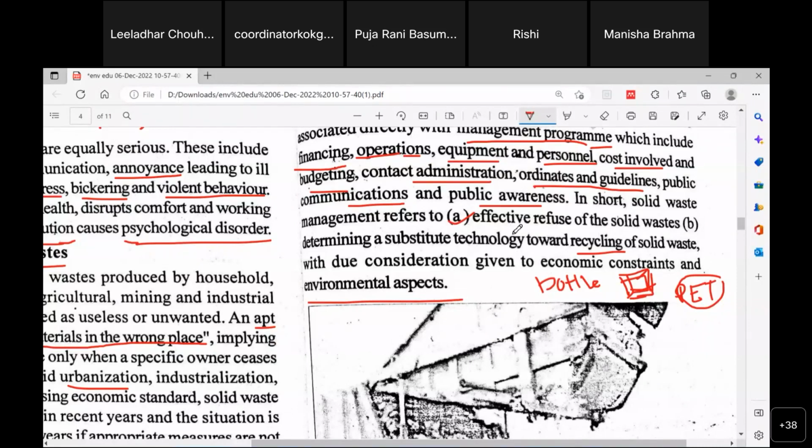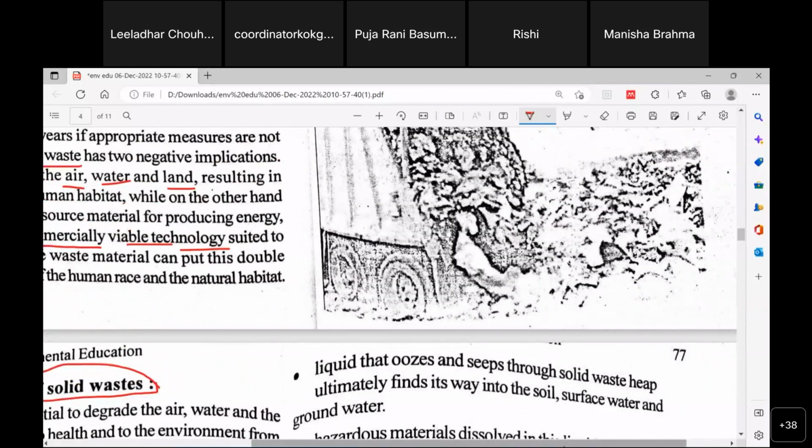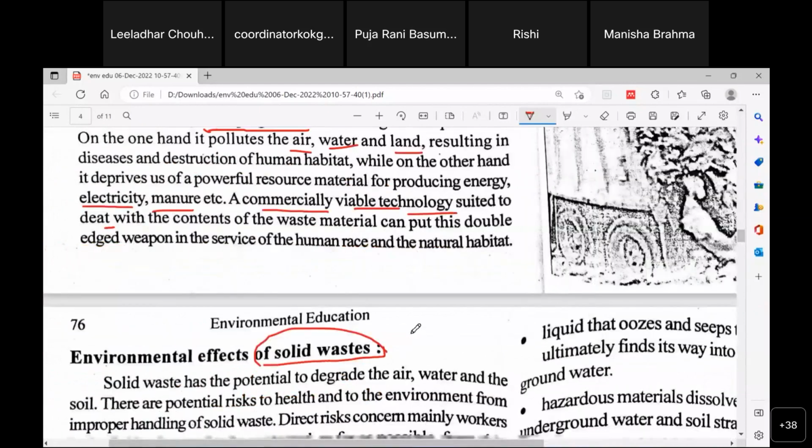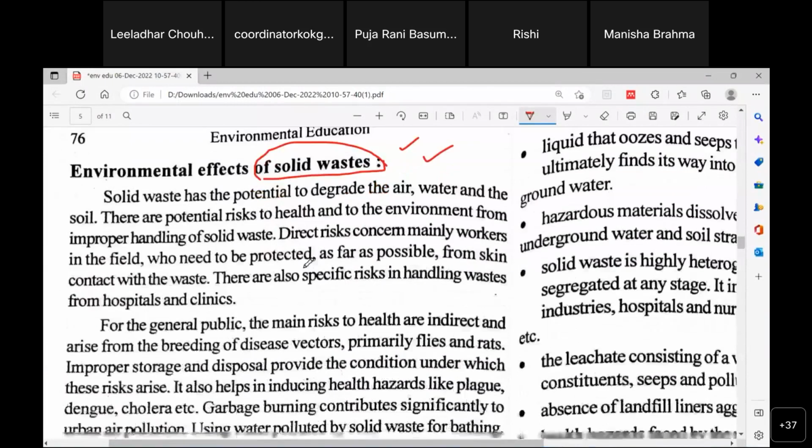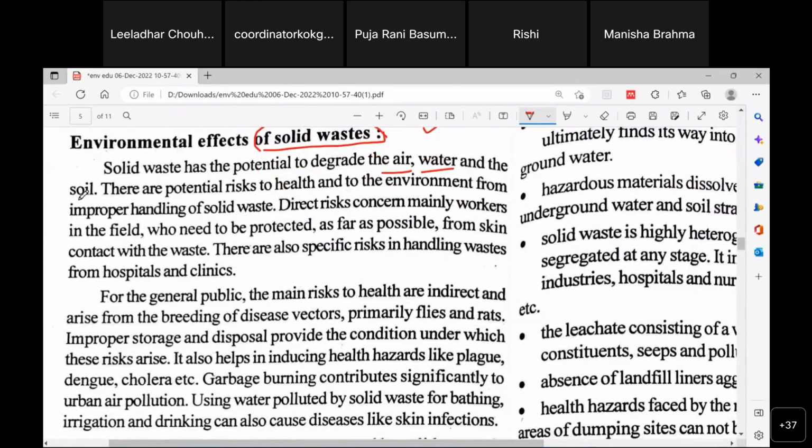So these two things you remember: effective reuse of the solid waste, and second, that substitute technology we should need. So that is how you will be able to manage solid waste. And there are environmental aspects. That is, solid waste causes pollution. So what kind of pollution? It can degrade air, it can degrade water, as well as it can degrade soil. And health and environment, of course, are also affected by improper handling of this solid waste.